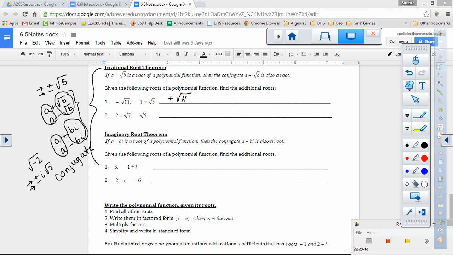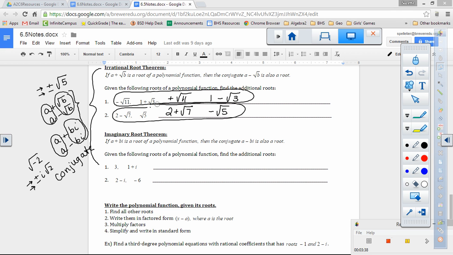We don't always tell you them all. You have to assume them, and you have to figure them out. So if I said, hey guys, you have 1 plus the square root of 3, then you would need to say, oh yes, and we also have 1 minus the square root of 3, because we need its conjugate. In the second example, if you have 2 minus the square root of 7, you also know that you have 2 plus the square root of 7. If you have the positive square root of 5, then you also have the negative square root of 5. So these 4 roots would be what you would include if I asked you what the roots were of that particular polynomial function. And in this one, you would use all 4.